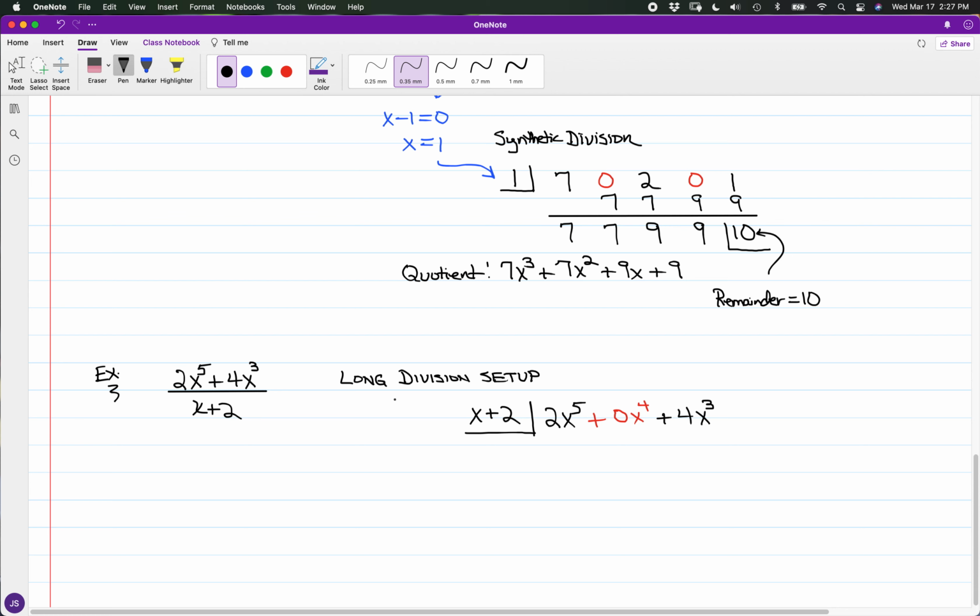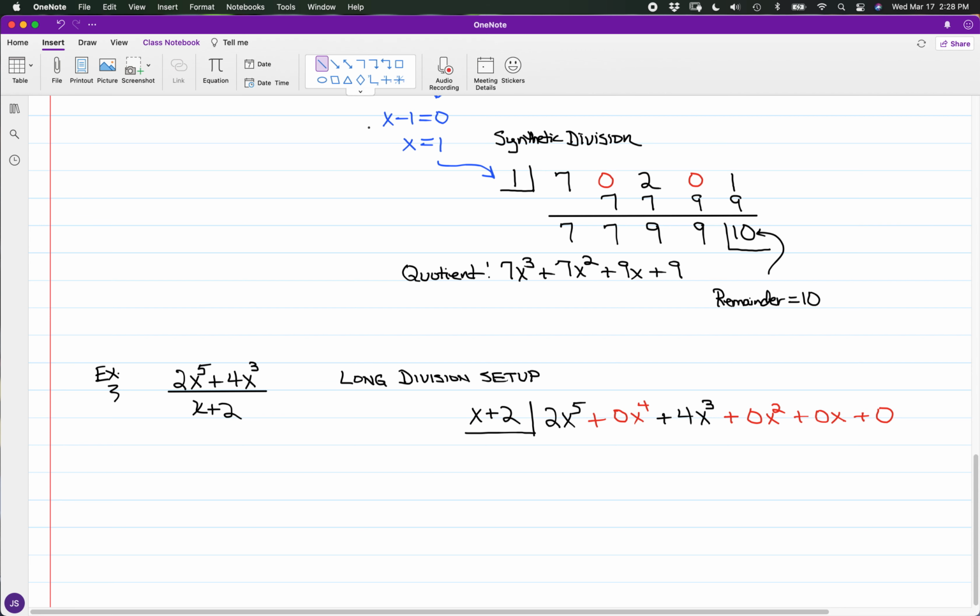Now, I want the dividend to close out with a constant. I'm missing a second degree term and a first degree term in x, and also a constant. So in the follow through, I'm going to use 0 placeholders. So I have plus 0x squared plus 0x, and again a 0 representing the missing constant.